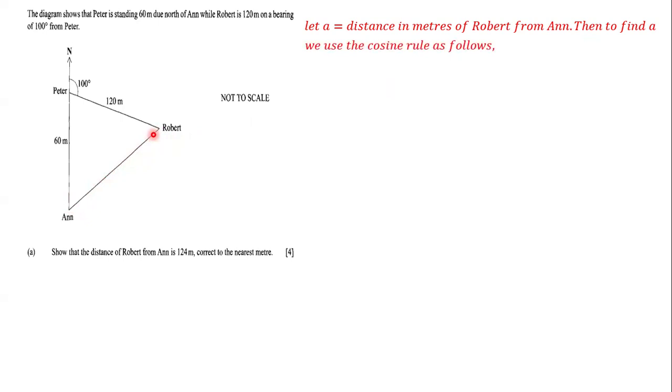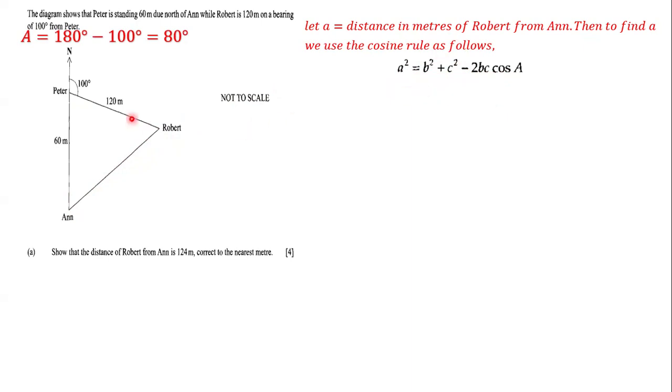If we call that small a, then we could use the cosine rule to figure out what is small a. And the cosine rule says that a squared is equal to b squared plus c squared minus 2bc cosine of capital A. And so let's label our triangle.